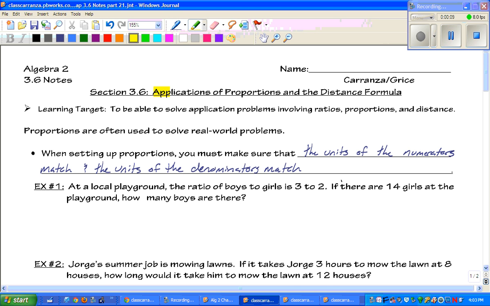Today we are talking about applications of proportions and the distance formula. Our learning target today is to be able to solve application problems involving ratios, proportions, and distance.